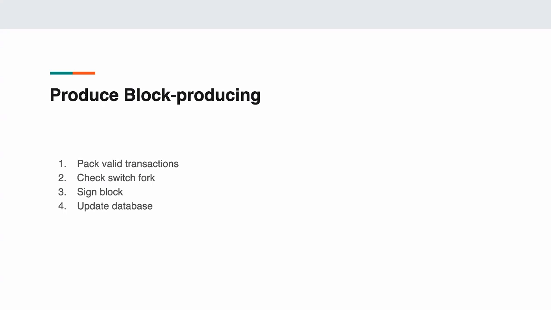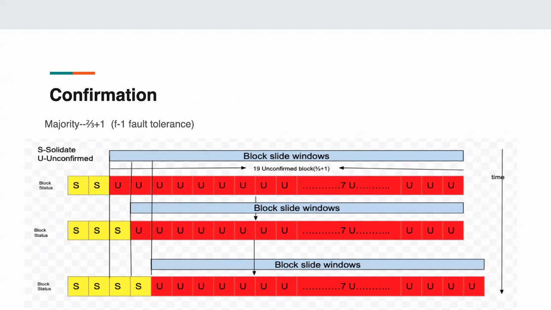In the producing stage, we need to package the validated transactions, because we need to validate transactions, right? Every transaction needs to be validated by the key of the SR. After that, we check whether we need to switch fork or not. If yes, we just switch. Finally, we sign the block and then update the logging database. This is the producing process. Lastly, we can do the confirmation.